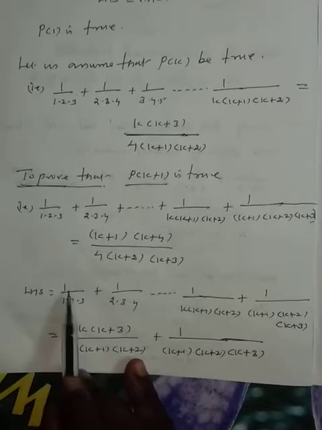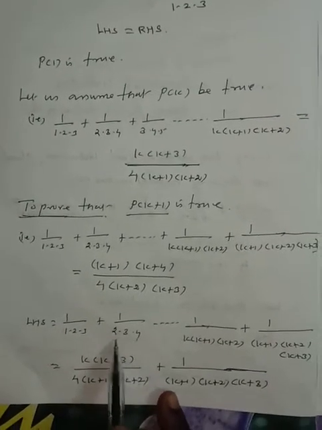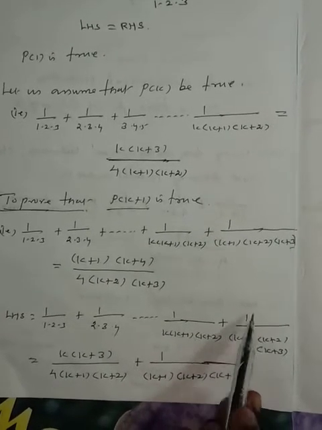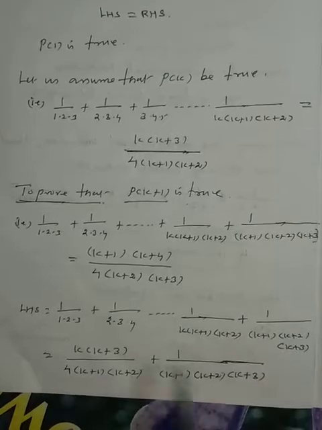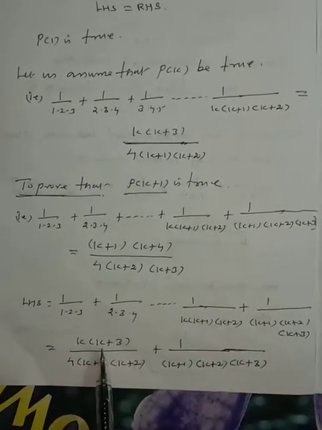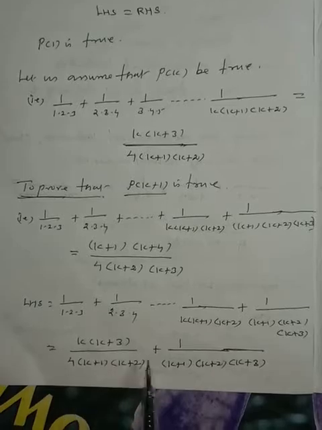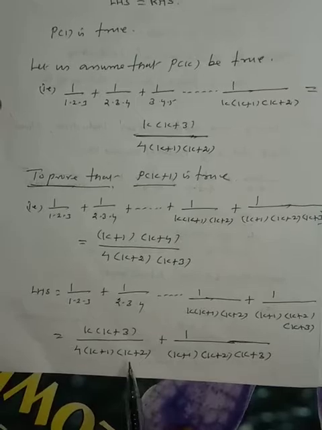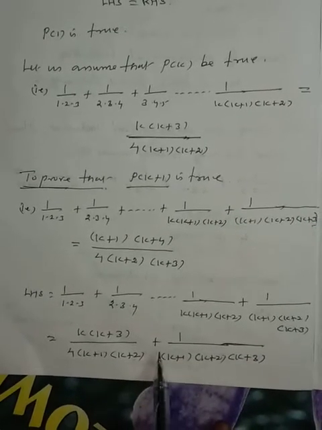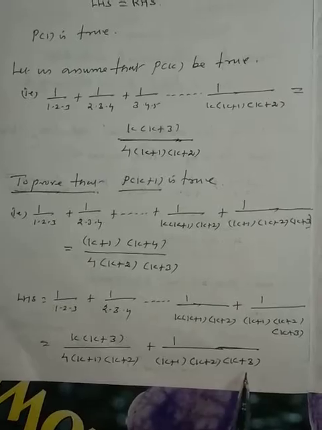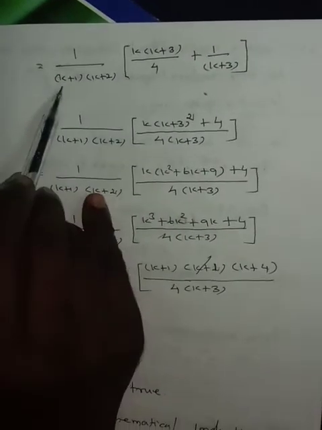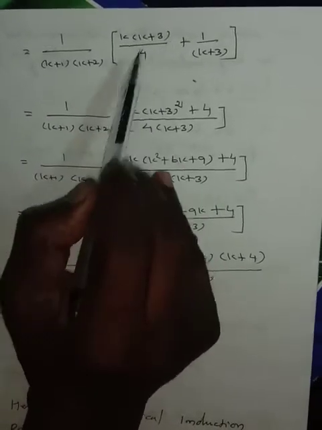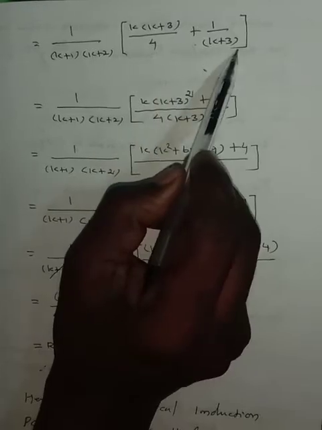LHS is equal to 1 by 1.2.3 plus 1 divided by 2.3.4 and so on to 1 divided by k into (k+1) into (k+2) plus 1 divided by (k+1)(k+2)(k+3) is equal to k into (k+3) divided by 4 into (k+1)(k+2), plus 1 divided by (k+1)(k+2)(k+3). Take LCM. 1 divided by denominator (k+1) and (k+2), therefore 1 divided by (k+1) into (k+2), remaining part k into (k+3) divided by 4 plus 1 divided by (k+3).